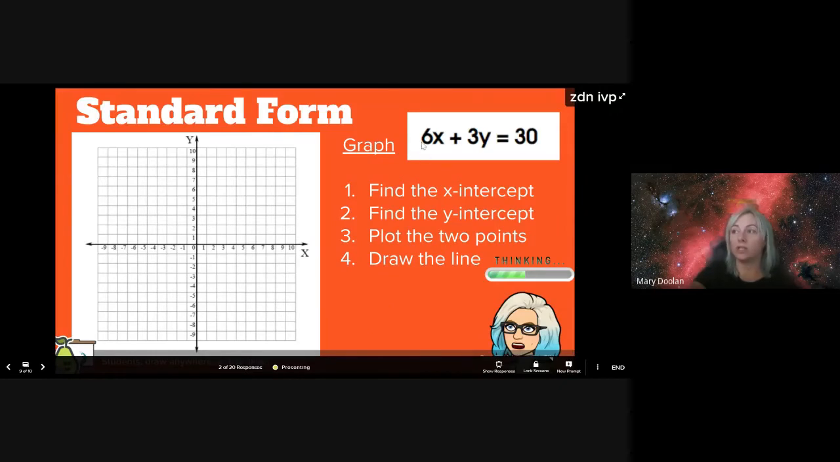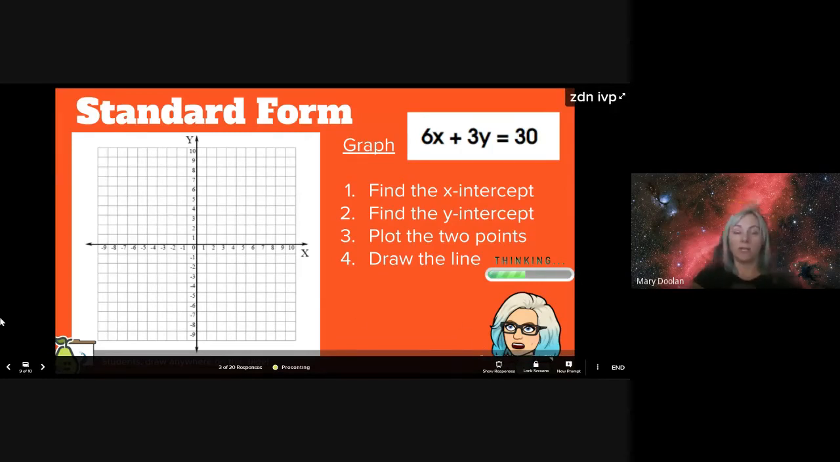Okay, here's your equation. 6x plus 3y equals 30. It's in standard form. X term, y term, equal sign, number. That's in standard form. So the quickest way to graph this is what I just showed you on the last slide. Find the x-intercept. Okay, set y equal to 0. What is the x-intercept? Then find the y-intercept. Set x equal to 0. What is y equal? Plot those 2 points and connect them with a line.